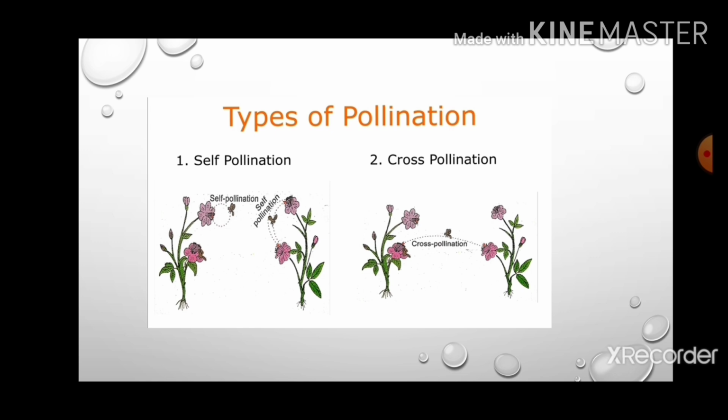Then we come to cross-pollination. When pollen grains are moved from the anther of a flower to the stigma of a flower on another plant of the same kind, it is called cross-pollination. Means in this process the pollen grains are transferred from one plant to another plant of the same kind, from the flower of one plant to the flower of another plant of the same kind.